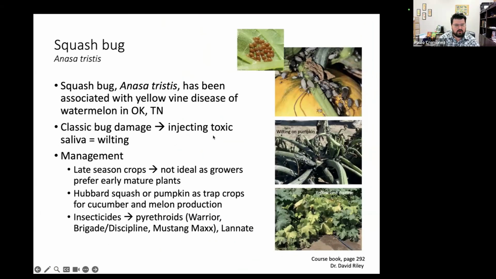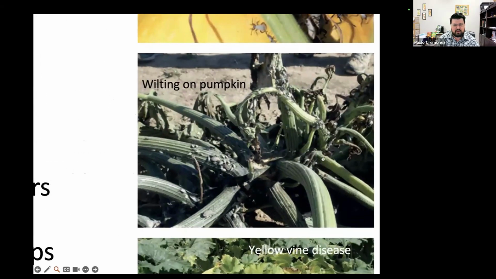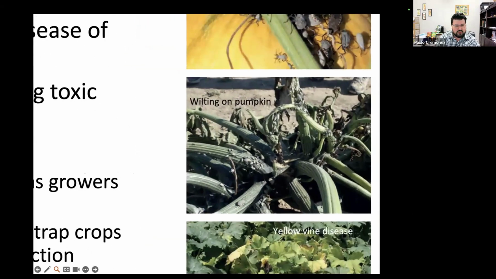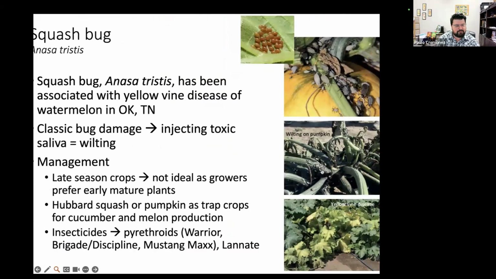And it also produces the classic toxic saliva. This is what a high infestation of squash bugs looks like on pumpkin because of intense feeding. Okay, so you can even see the individuals right here. So this is very compromised.